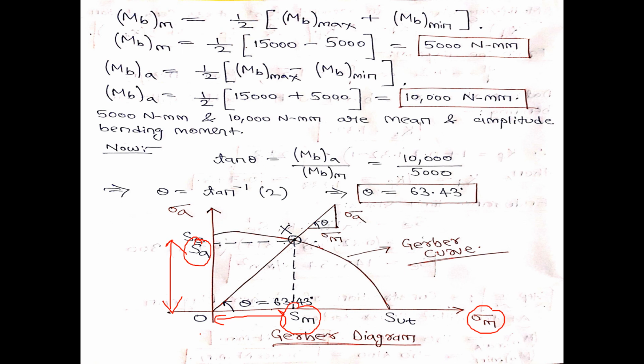Fine. So next what I need to do is find out this value of SA and SM, because now I have to use the Gerber equation to find out the diameter of the component. So let us use the Gerber equation. I know that the Gerber equation is an equation of a parabola, that is x by a whole square plus y by b is equal to 1, where a and b are intercepts on the x and y axis. By intercept I mean where your Gerber curve is touching your x-axis and where it is touching your y-axis.